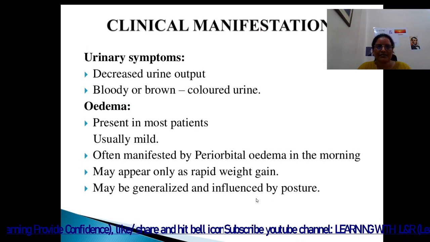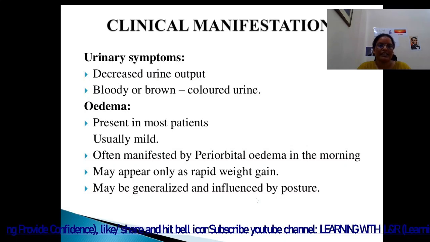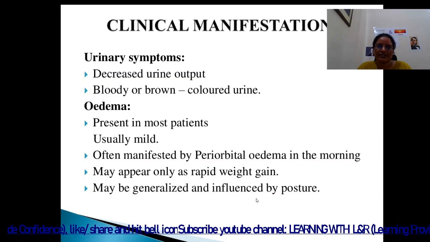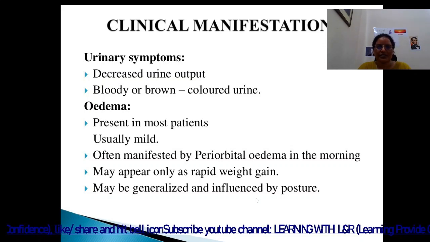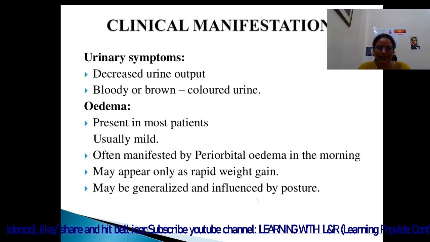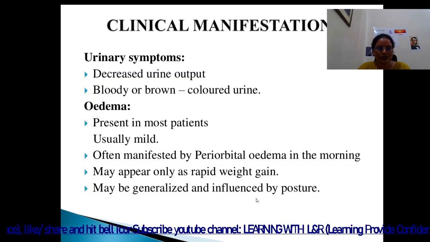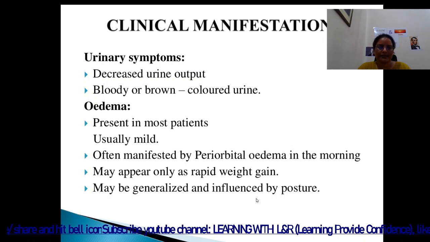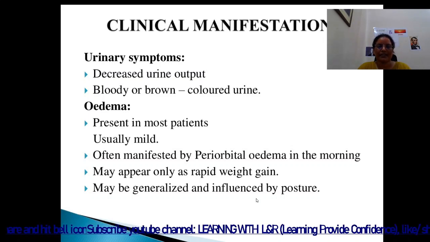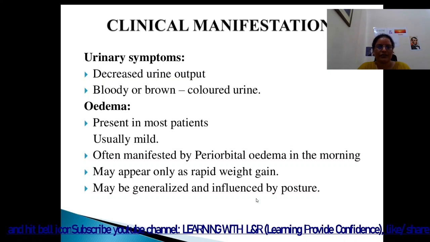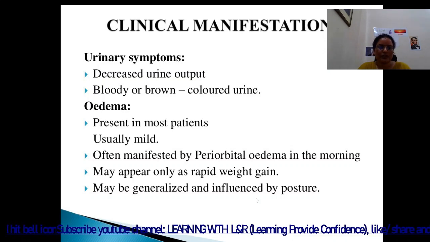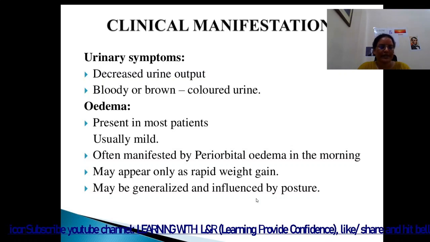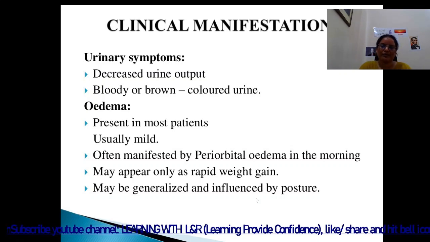Then, what are the symptoms or clinical manifestations? In the urinary system, the output of urine decreases, and the urine is bloody or brown colored. Edema is present in most patients, usually mild, often manifested by periorbital edema in the morning, edema around the eyes. Periorbital edema may appear only as rapid weight gain, and may be generalized or influenced by posture.